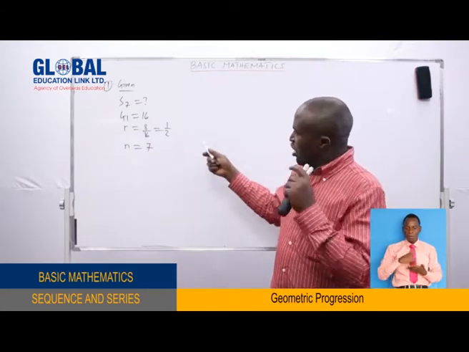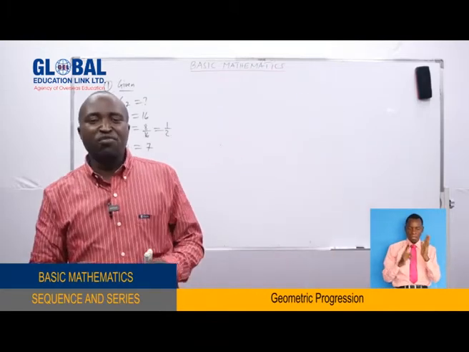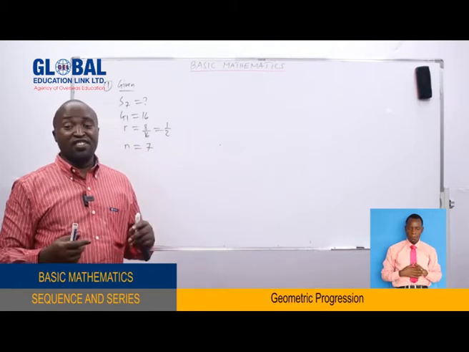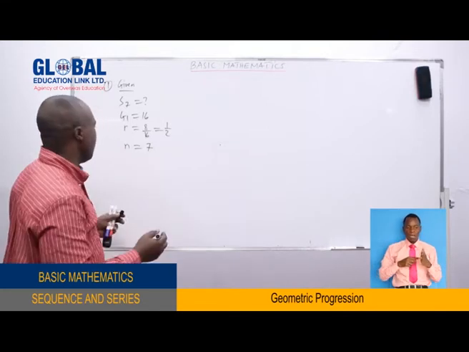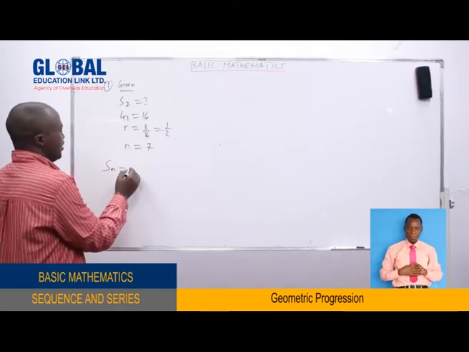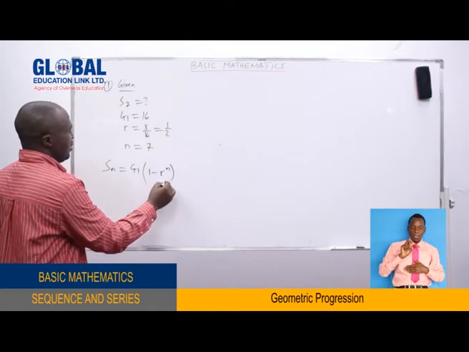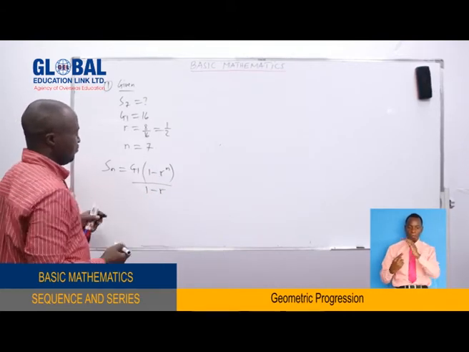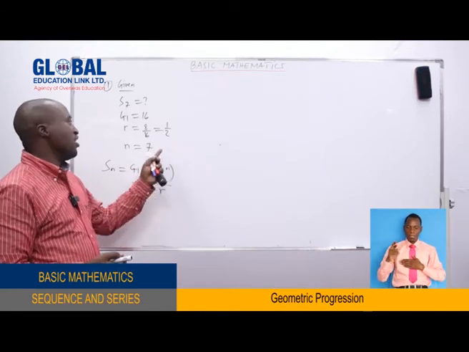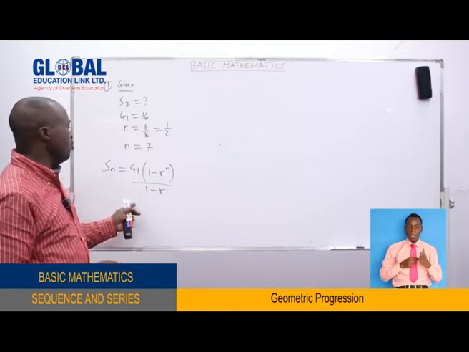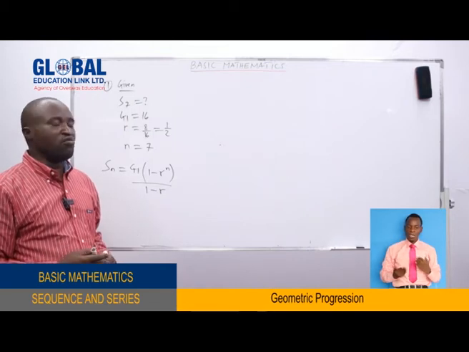Now, we are looking at the value of the common ratio. Which formula is applicable? Remember, we have 2 formulas, the first one and the second one. In this case, we use Sn is equal to G1 bracket of 1 minus r to the power n over 1 minus r. Why this formula? Because r is less than 1. We have r is equal to a half. So we have to use this formula for finding the sum of 7 terms of the geometric progression.